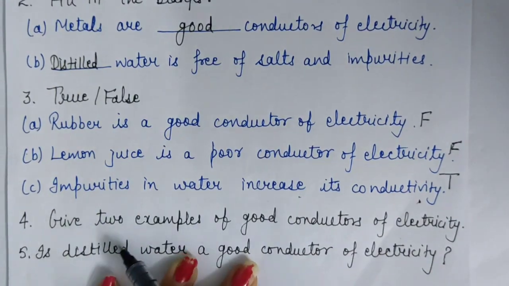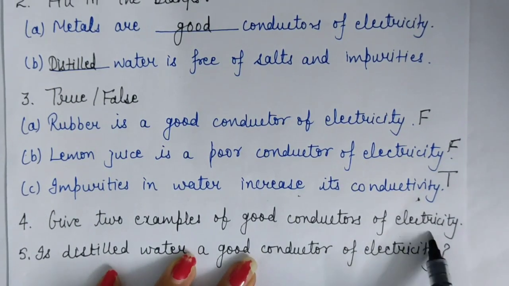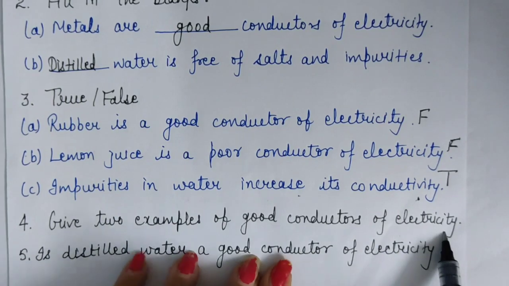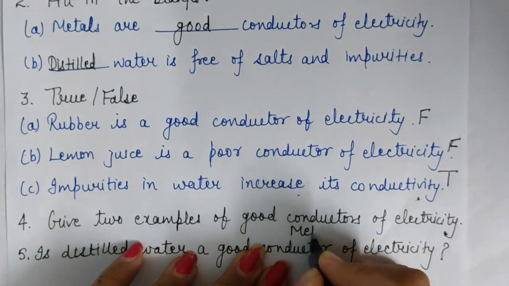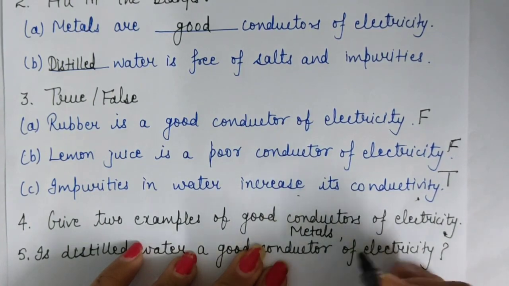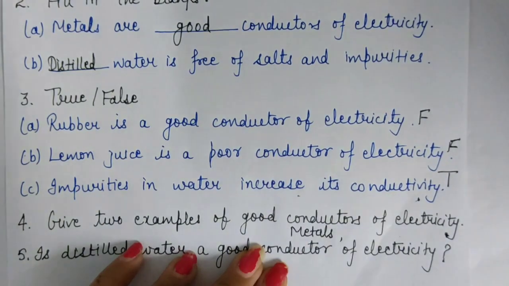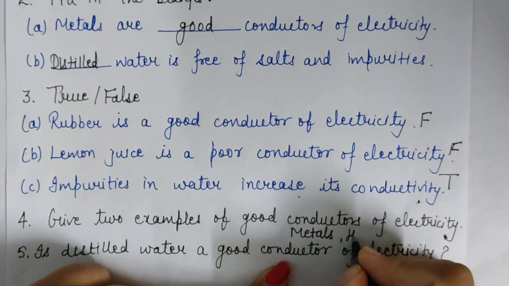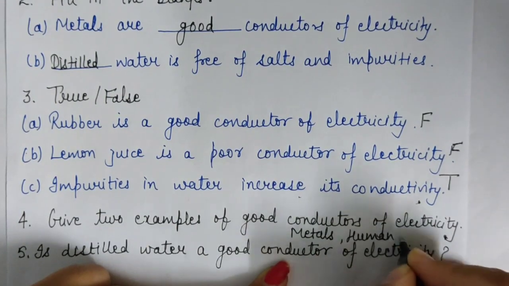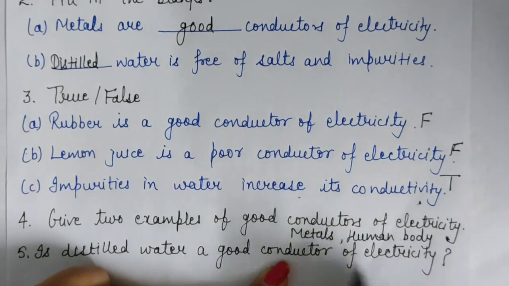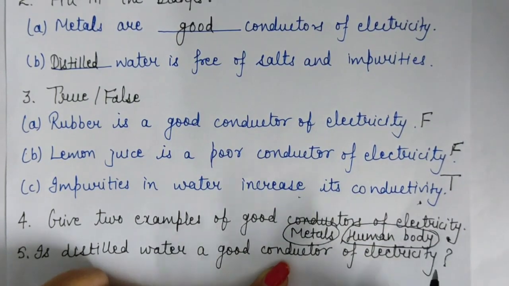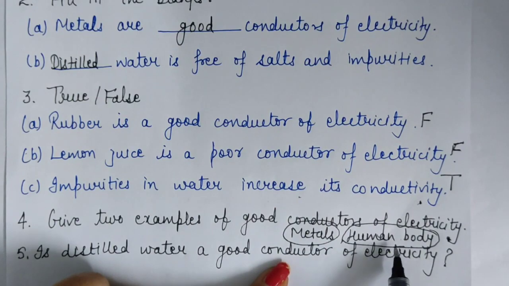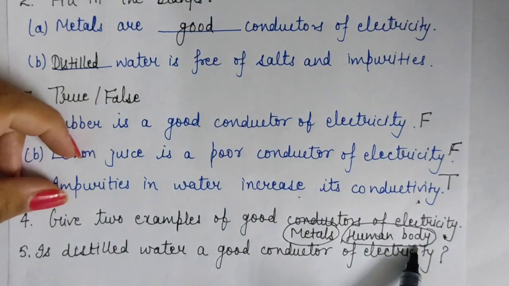Question number 4. Give 2 examples of good conductors of electricity. So you can write metals, okay, and human body. Human body is also a good conductor of electricity. So the answer is metals and human body.